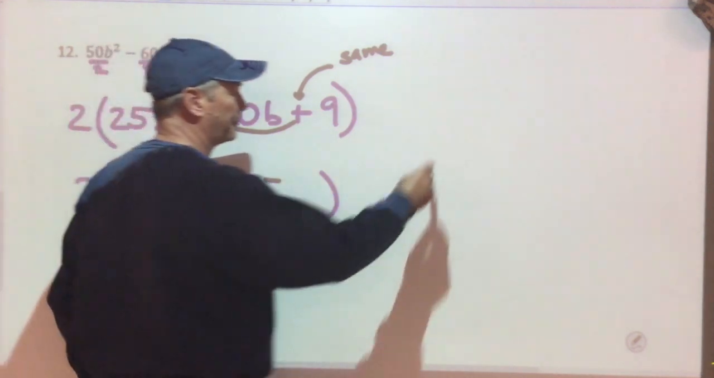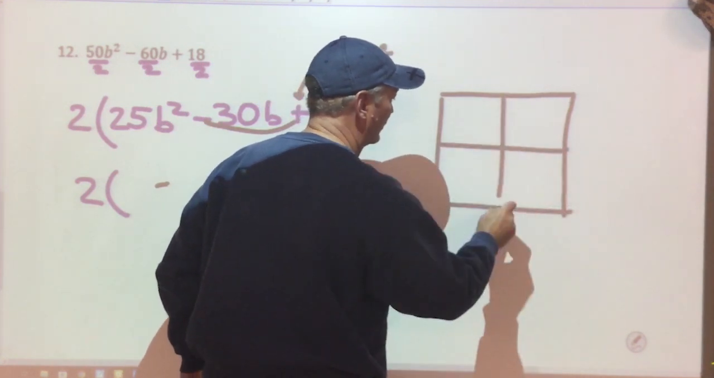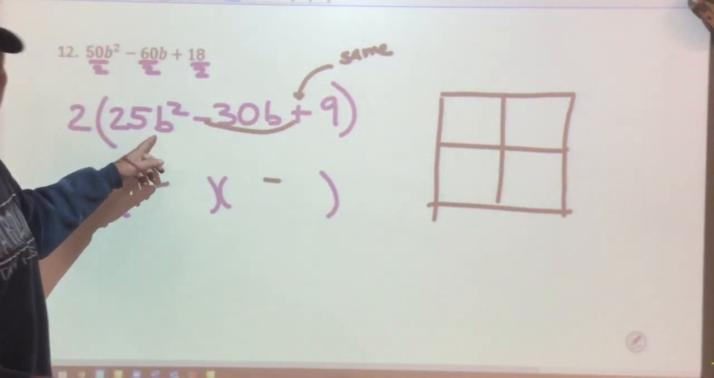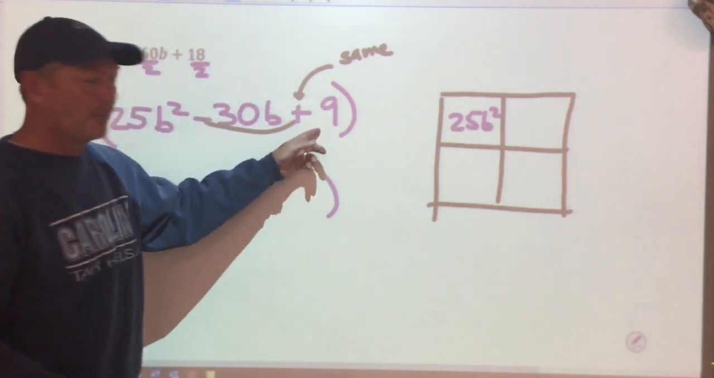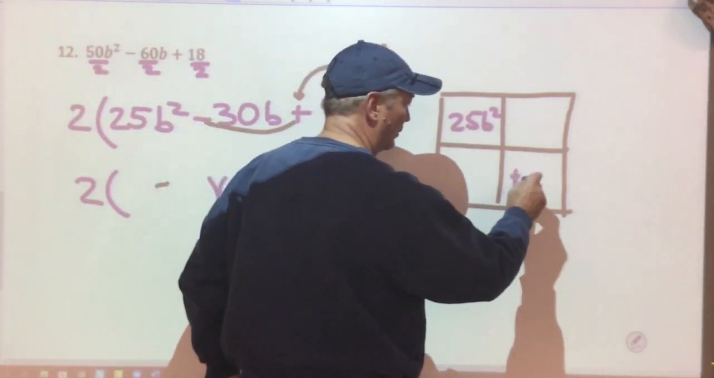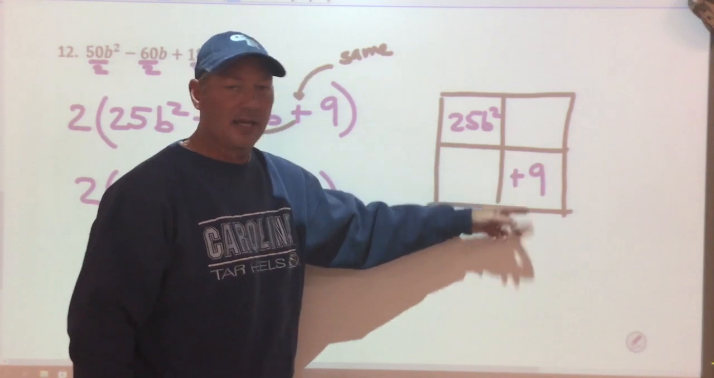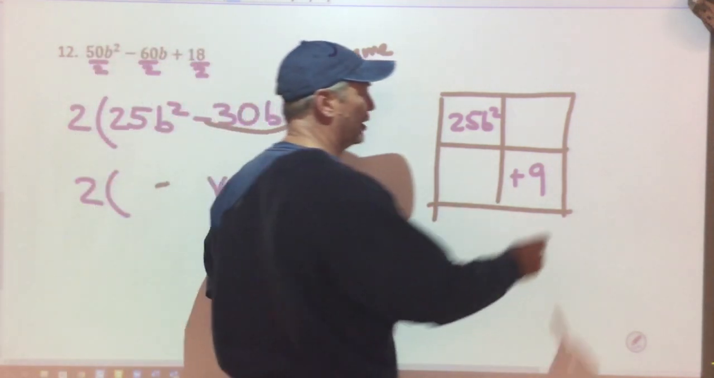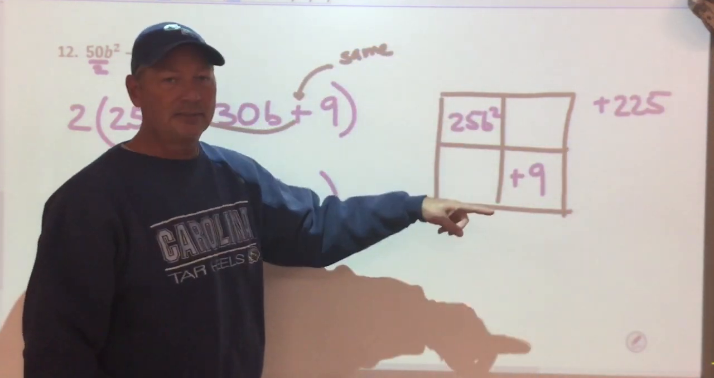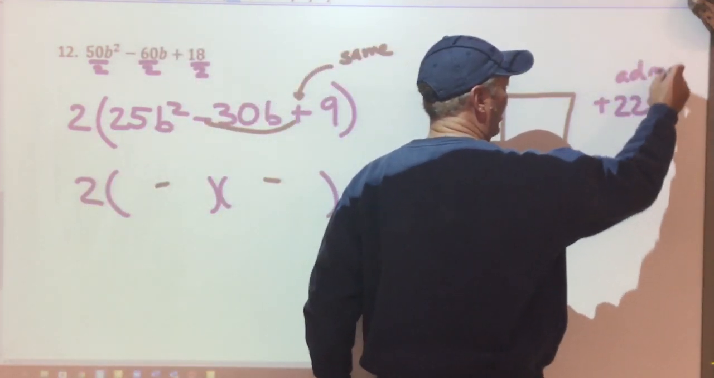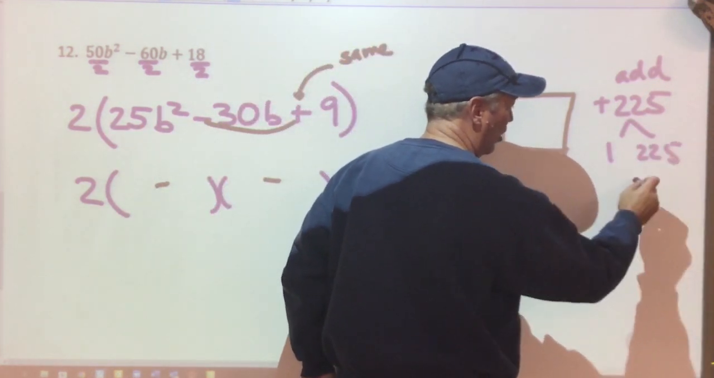So let's go to the box method. Inside the box, the first term, 25b squared. At the back end, the plus 9. Now we multiply these two numbers together. 25 times 9. That's going to give us a positive 225. Since it's a positive, we will add to find our combination. We want to find numbers.